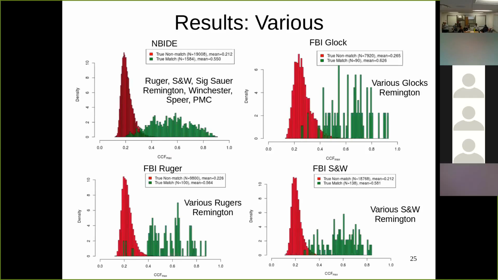So there's FBI, Glock, Ruger, and Smith & Wesson. Each of the FBI studies uses various different firearms that are all of the same brand. So various Glocks, various Rugers, various Smith & Wessons, and they all use Remington ammunition.